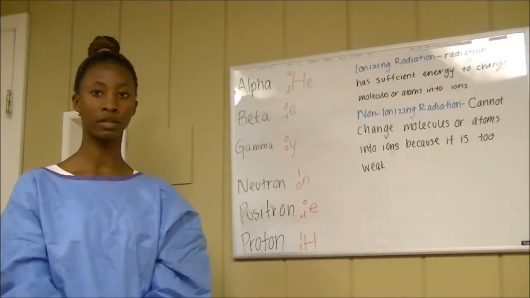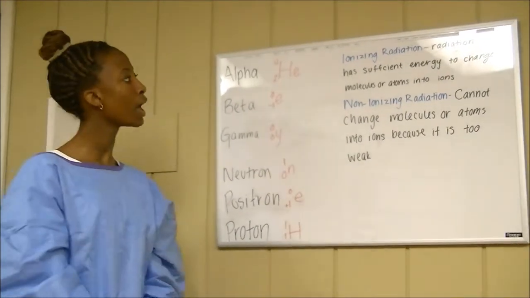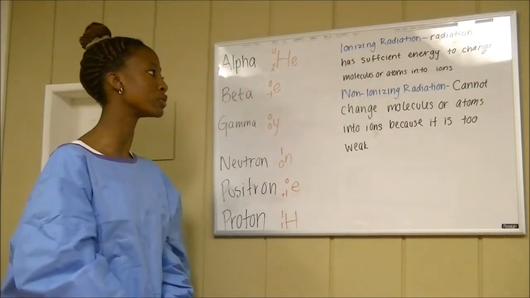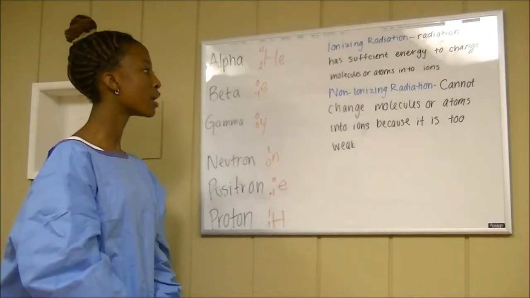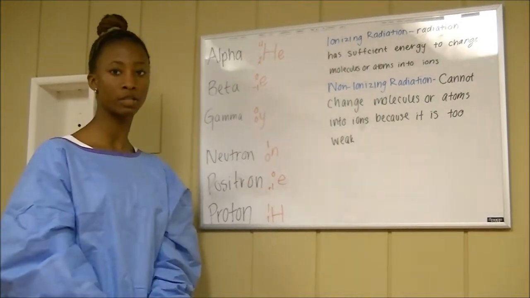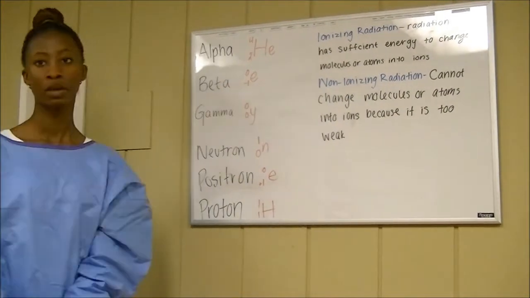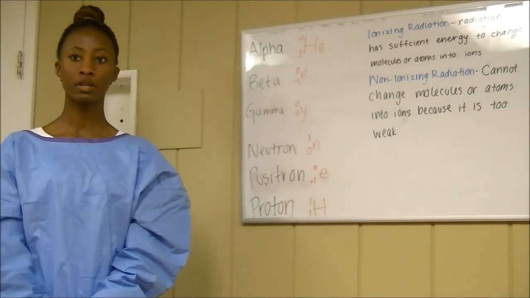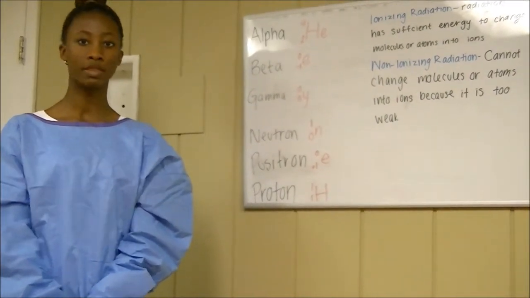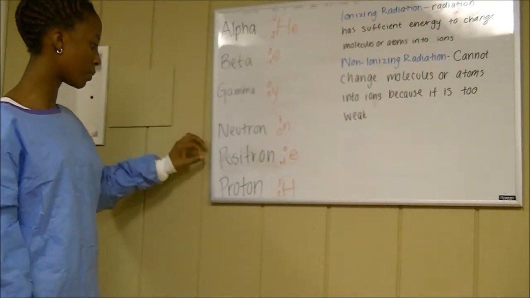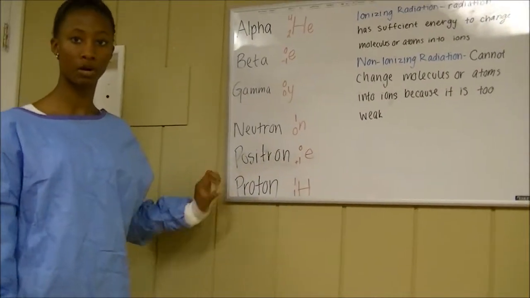This leads us to ionizing versus non-ionizing radiation. Ionizing radiation is radiation that has sufficient energy to change molecules or atoms into ions. Non-ionizing radiation cannot change molecules or atoms into ions because it is too weak. For all these natural reactions, there are different types of particles involved. These include alpha, beta, gamma, neutron, positron, and proton particles.